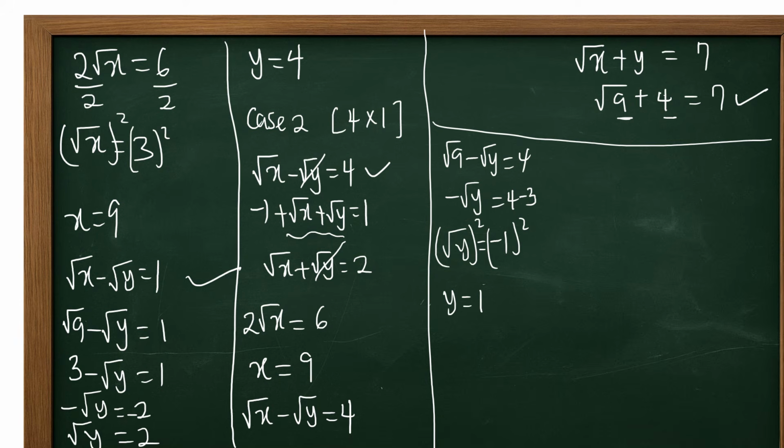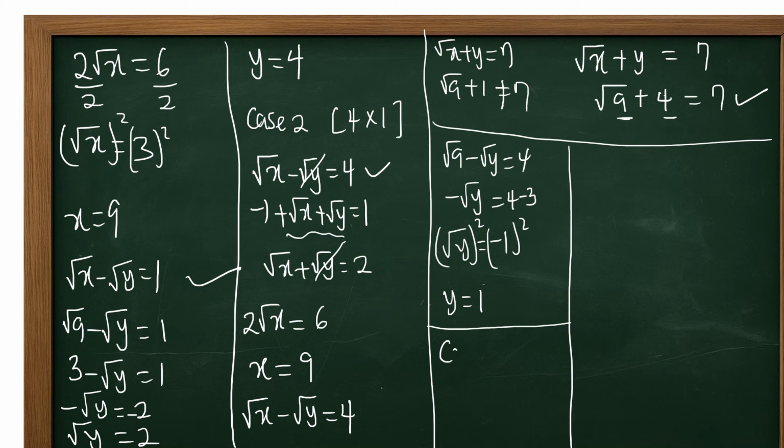Let's try. If you plug in y into this given equation, which is the square root of x plus y equals 7, which is equation 1 given to us. Will square root of 9 plus 1 give 7? No, this is wrong. So that means only case number 1 works. Intuitively, case number 3 is not going to work also.